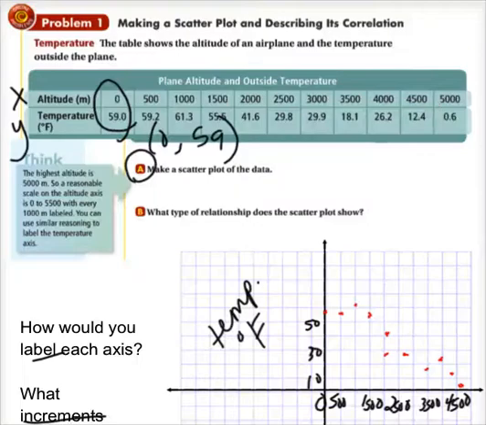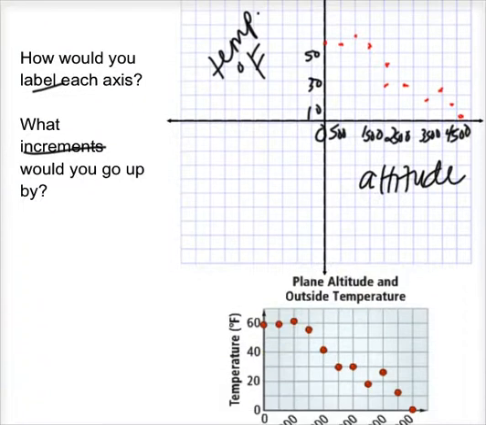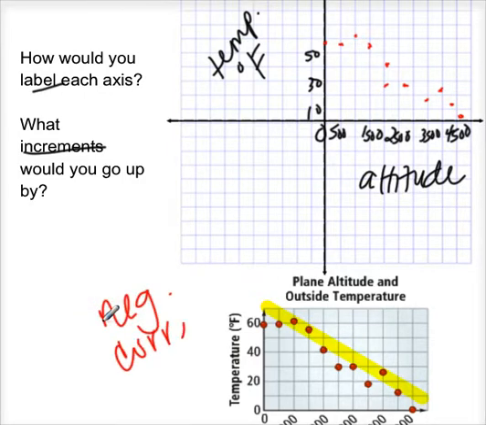Let's talk a little bit about the correlation before I go on. If you look at our graph, does it have a positive, negative, or no correlation? I would say for the most part our points go down, so I would say this graph has a negative correlation.